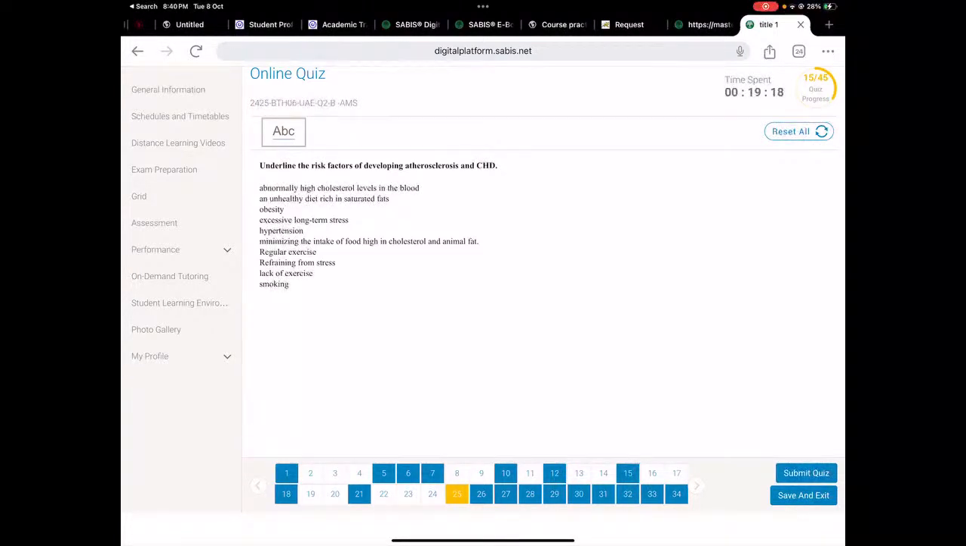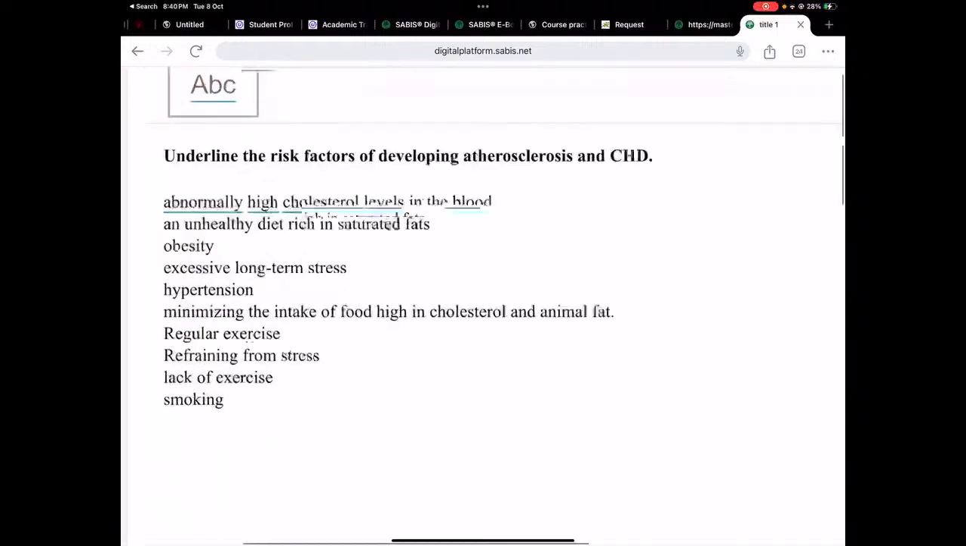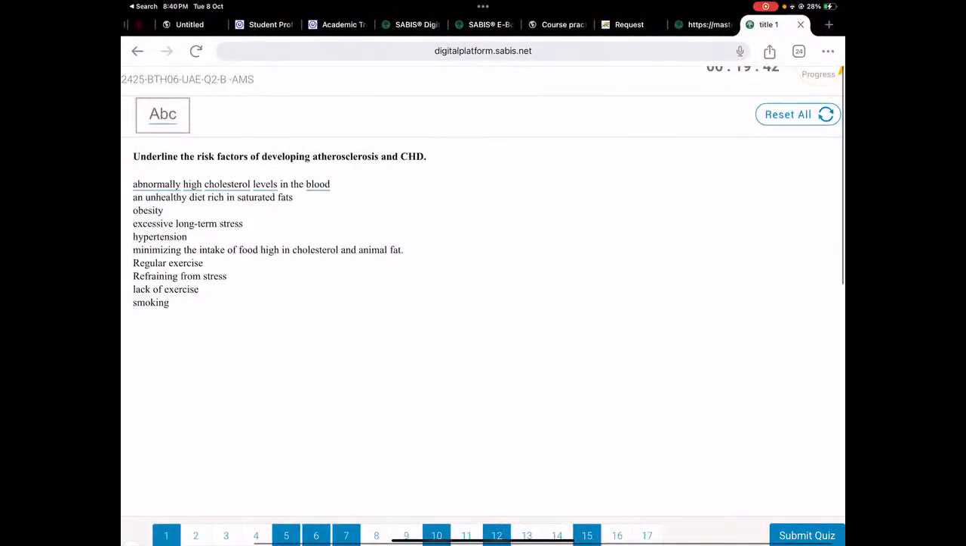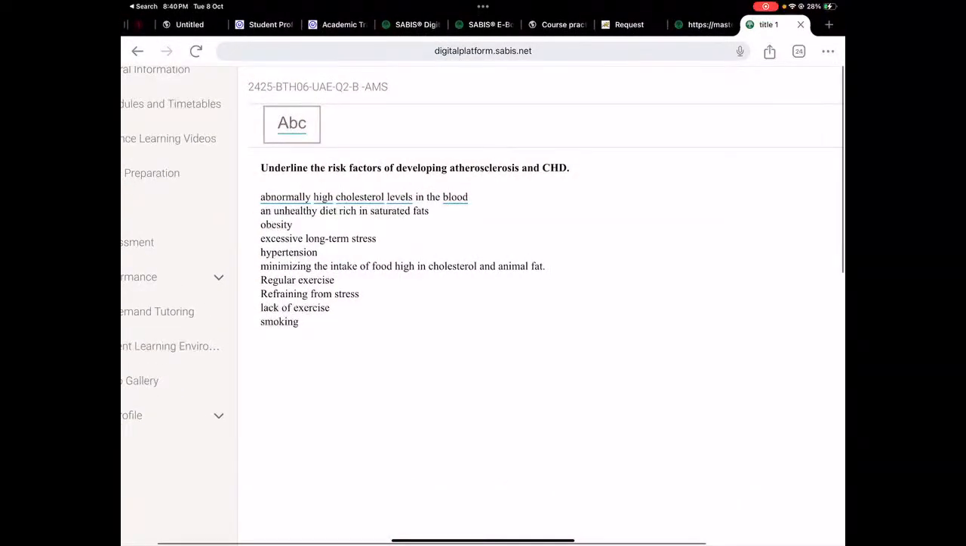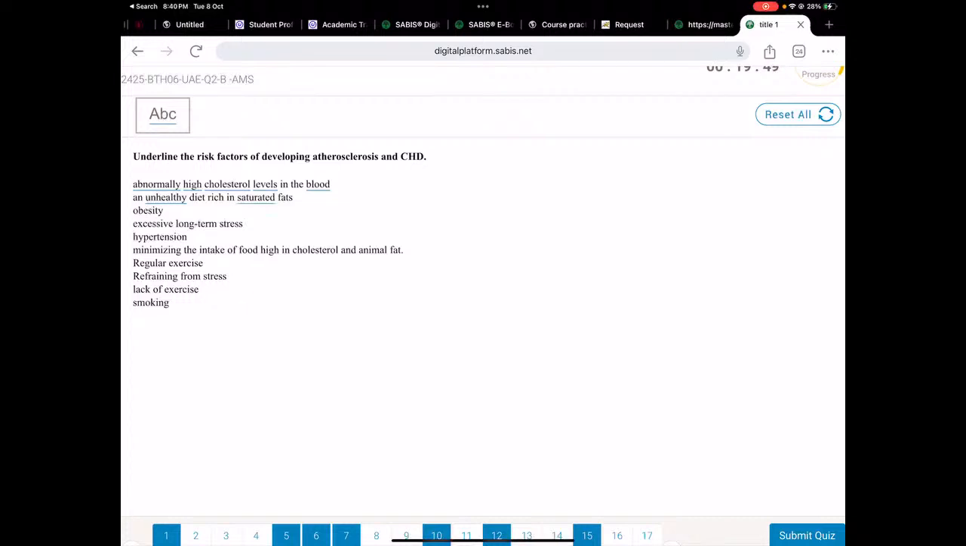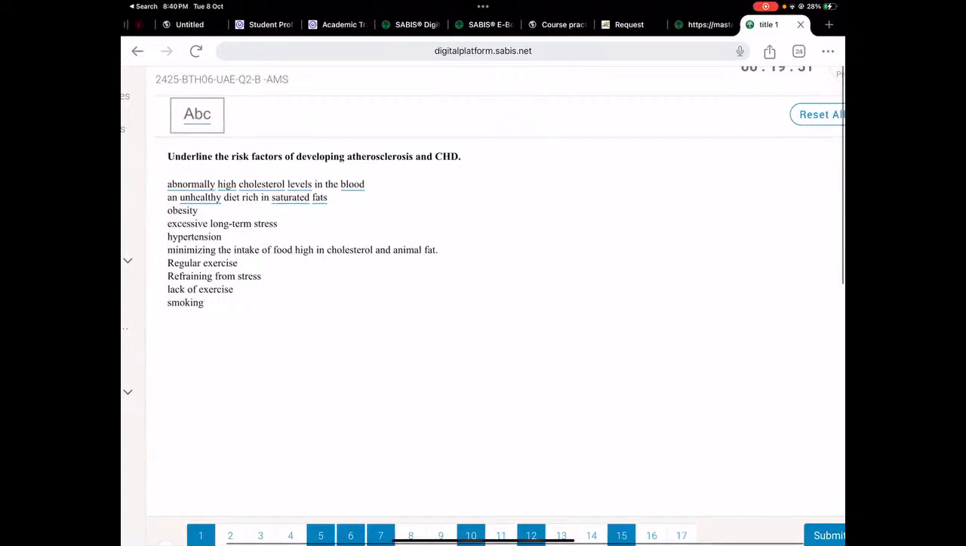Okay, what are the risk factors in developing atherosclerosis and coronary heart disease? Remember we said abnormally high cholesterol levels in the blood. That's why your parents tell you not to have fast food, because it is unhealthy. So of course, an unhealthy diet rich in saturated fats is also going to lead to atherosclerosis.